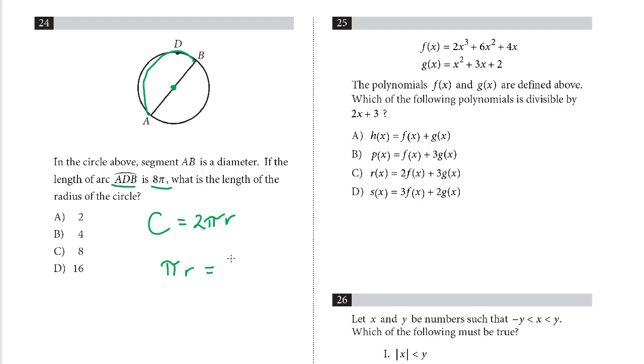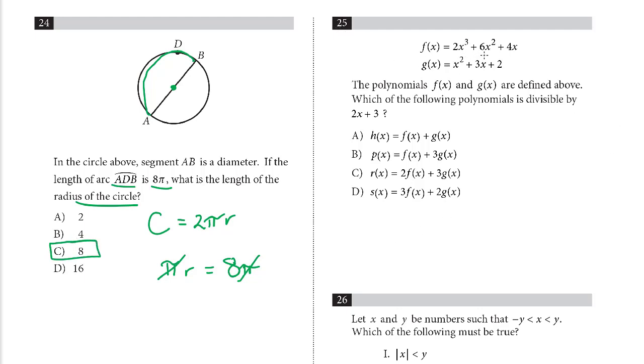We're told that arc length equals 8 pi. With pi's canceled, divide through by pi. R equals 8. What's the length of the radius? That is 8. The correct answer for 24 is C.